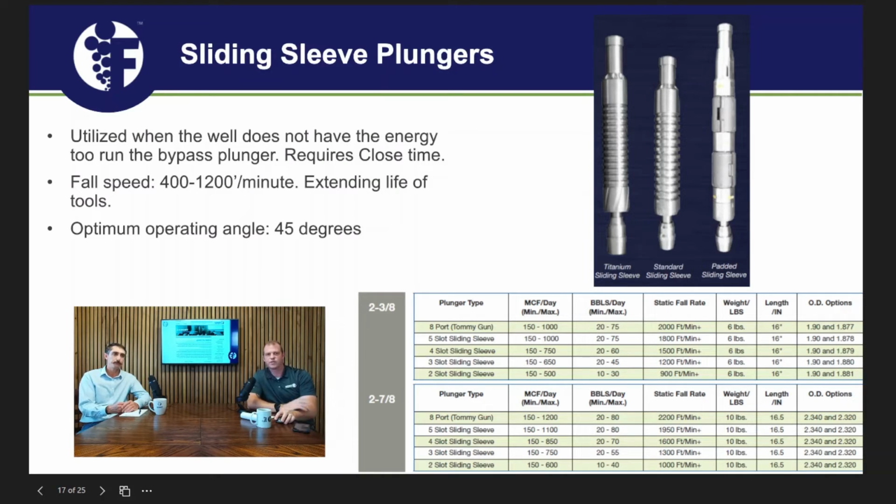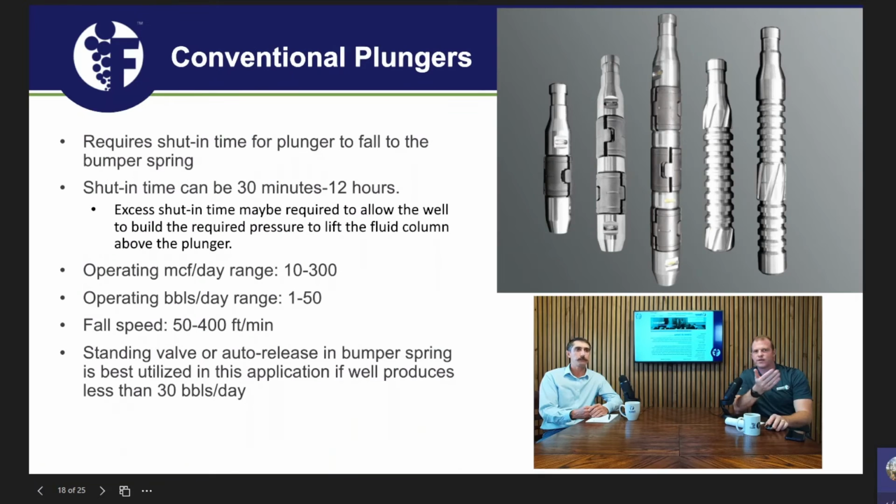Okay, so now let's move into our conventional plunger. These require shut-in time to get all the way down to the bottom. So we were flowing close to critical, we were running a bypass, we got below that and needed to shut it in for a few minutes to build that energy. Now the well has continued to decline. We're later in the life of the well. It might need 30 minutes plus for build, to get that energy to return the plunger back to the surface. So then we go to just a conventional plunger.